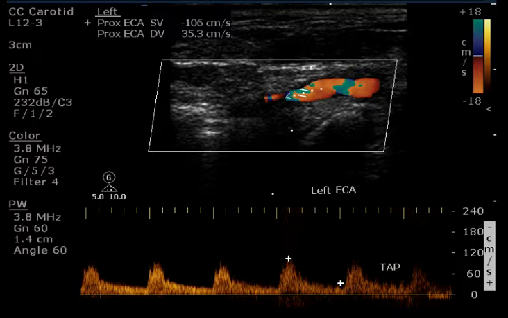So this patient has nearly occlusive disease in the common carotid artery on the right side, and occlusive disease in the ICA on the right. There's also an abnormal subclavian waveform on the right side as well, and an abnormal left subclavian waveform.